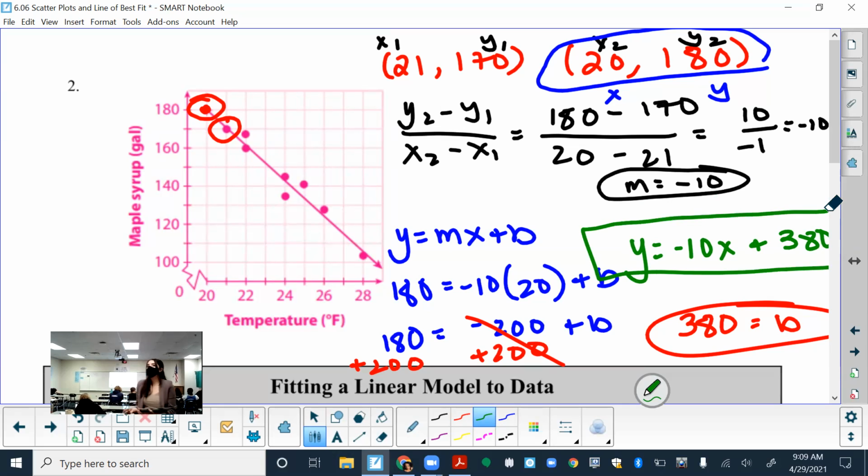All right, so even if you use different points, you should have gotten a line that is near this. The slope could be a little bit different. It could be -10.1, -10.2, -9.9, something like that. And the y-intercept could be 379, 375, something near that. Yes?